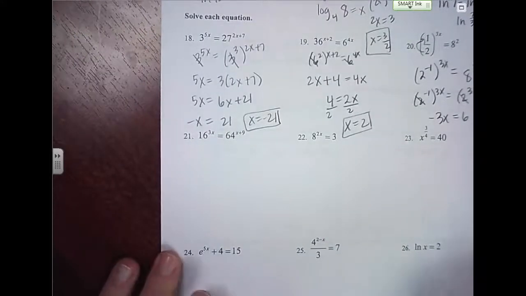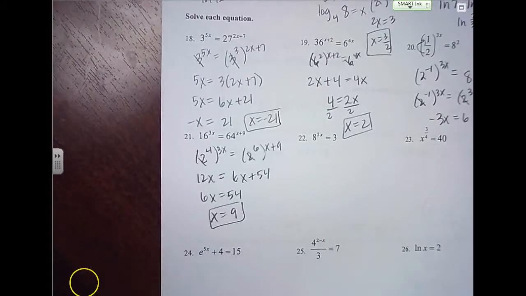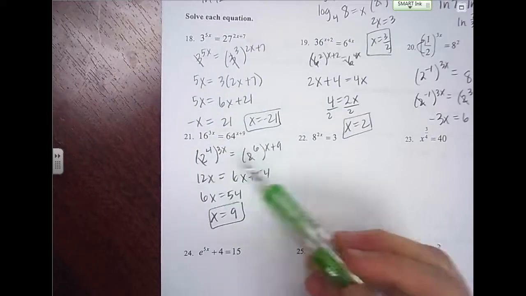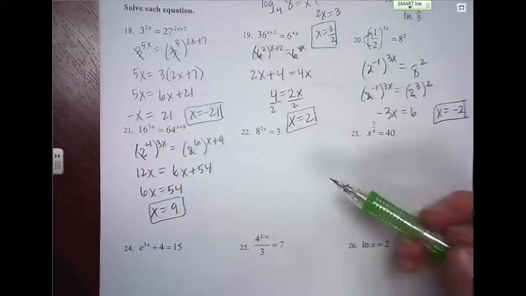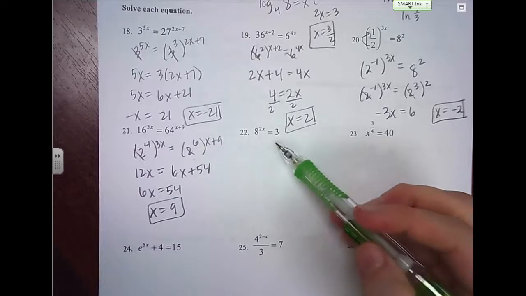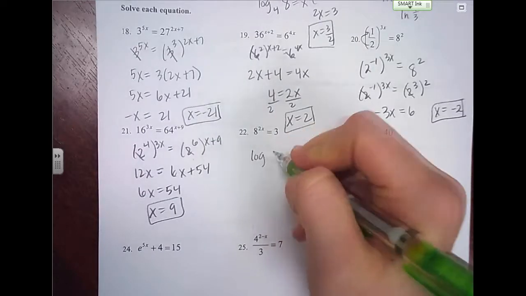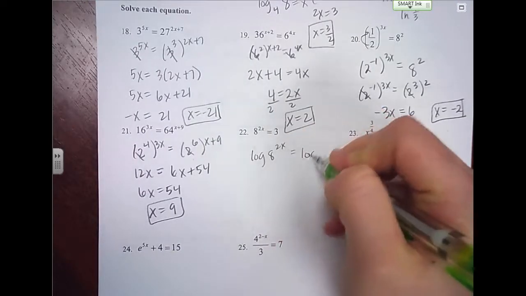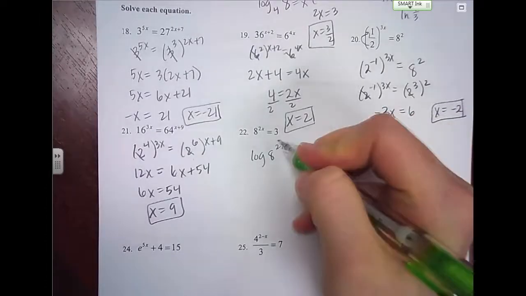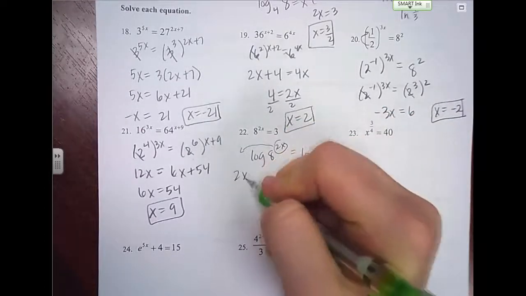And 21. Okay, I worked 21. It's the same as the other 3. Made the bases the same and solve for x. Now, number 22, I cannot make the bases the same. So I have to take log of both sides. Remember, you have to put log in front of both of them. Move the 2x to the front.